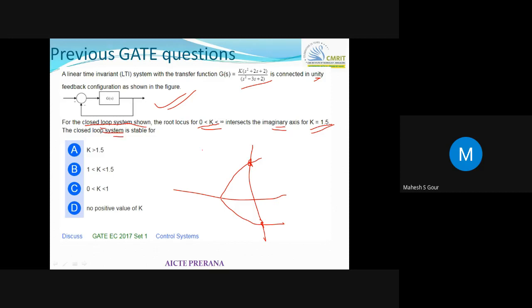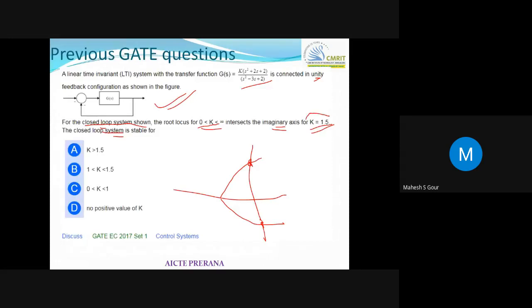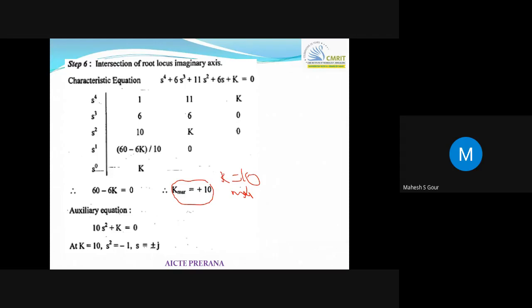It means, see, previously when I explained, what was your k value? The k value was equal to 10, correct? This was the maximum value. Now here the k value is given as 1.5. Okay. So in the previous problem, what was the equation? 60 minus 6k divided by 10. This was supposed to be greater than 0 for a system to be stable, right?